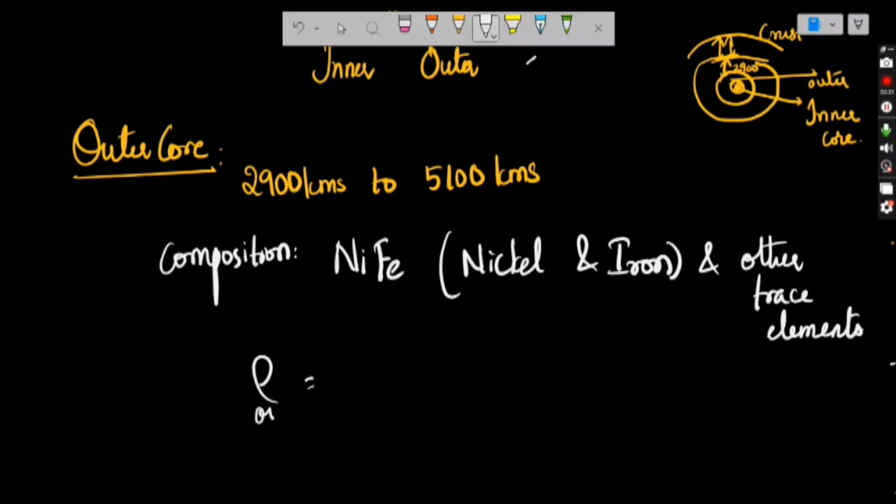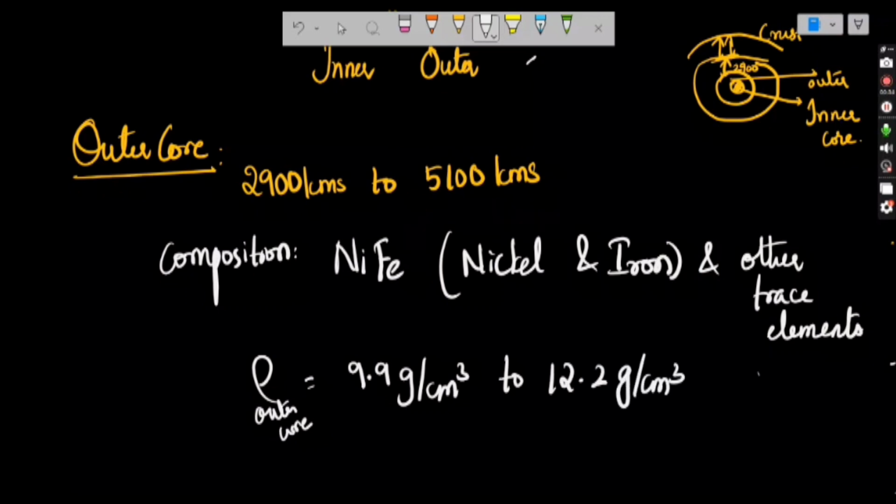So density of outer core, it ranges from 9.9 gram per centimeter cube to 12.2 gram per centimeter cube. When it comes to mantle, it is around 3.3 to 5.7 gram per centimeter cube. So it's of the lower mantle, not upper mantle. Asthenosphere is around 2.9 to 3.3, but the lower mantle is around 3.3 to 5.7. We can see the jump from 5.7 to 9.9. So it's a very huge jump, right?